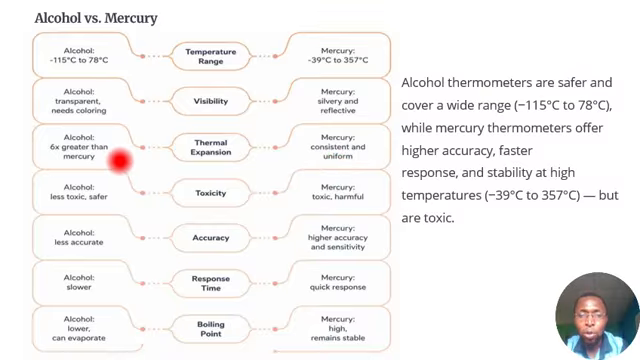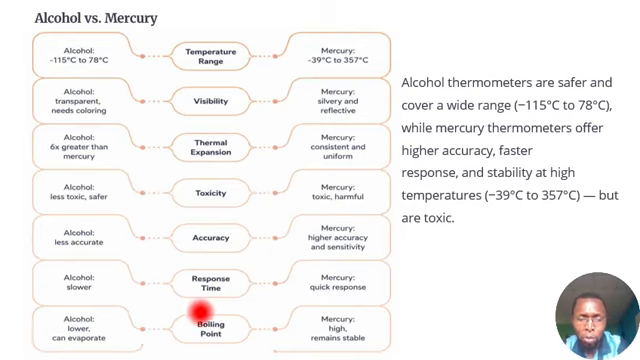So alcohol expands more than mercury, but mercury has a more consistent expansion than alcohol. Now, in terms of toxicity, how dangerous is it? Mercury is more toxic and harmful, so you have to be careful when handling mercury. But alcohol is less toxic and safer, so it does not harm. Then, in terms of accuracy, mercury gives higher accuracy than alcohol. Response time: mercury responds quickly to temperature than alcohol.